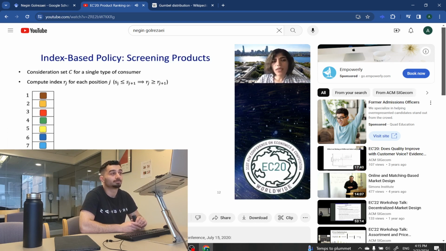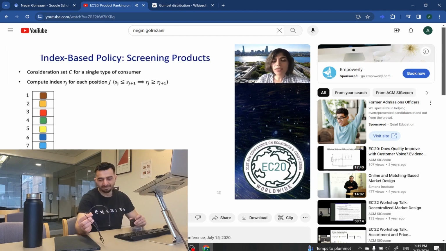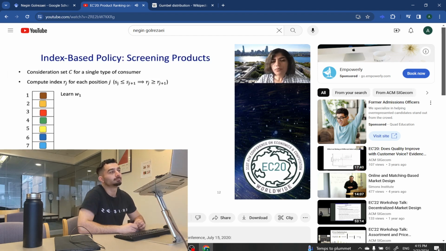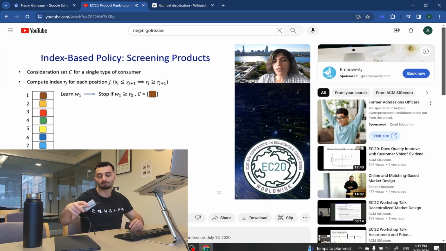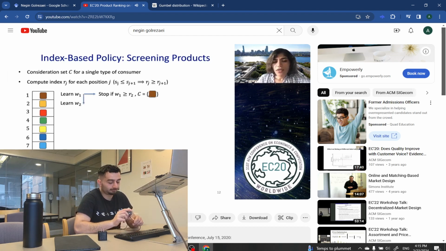In this index-based policy, the consumer is going to start examining the position from the top. In fact, the consumer is going to examine the products in decreasing order of these indices. And because the top position has the smallest search cost, the consumer is going to start from the top. The consumer first is going to learn about the preference weight of the product in the first position. Then she's going to stop if W1 is greater than the index of the second position. If the consumer stops, the consideration set of that consumer is only the product in the first position. If she does not stop, she's going to learn about W2, and then she's going to stop if the sum of W1 and W2 is greater than the index of the third position. And then this will continue.